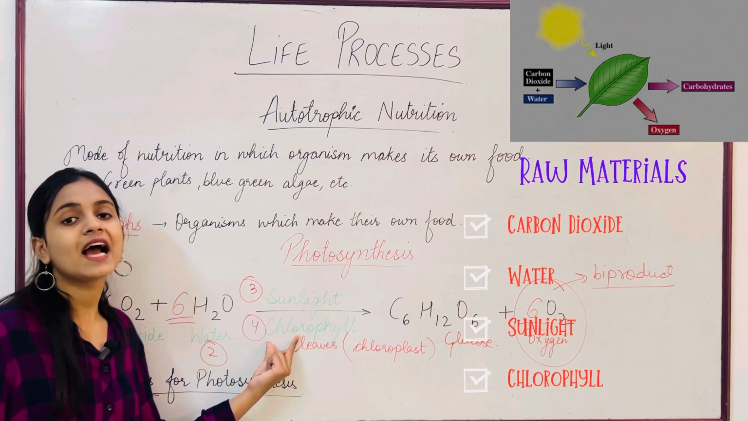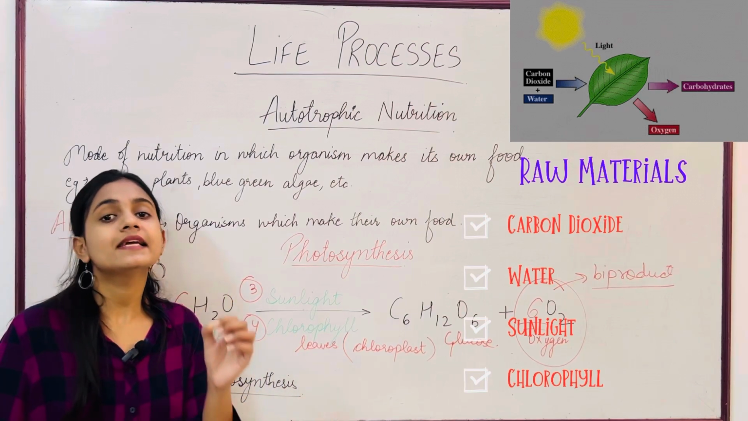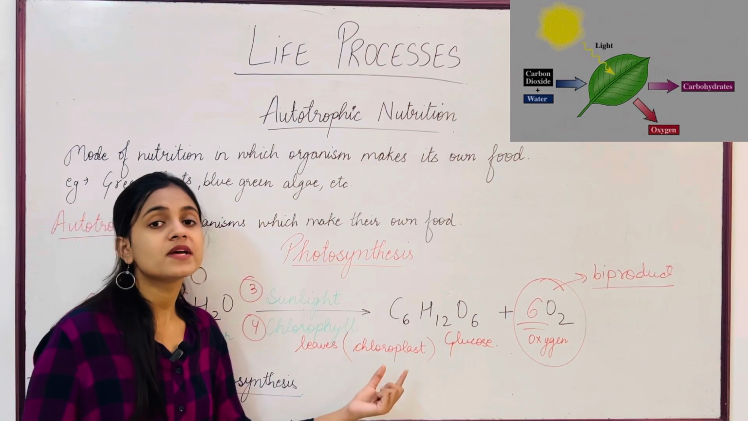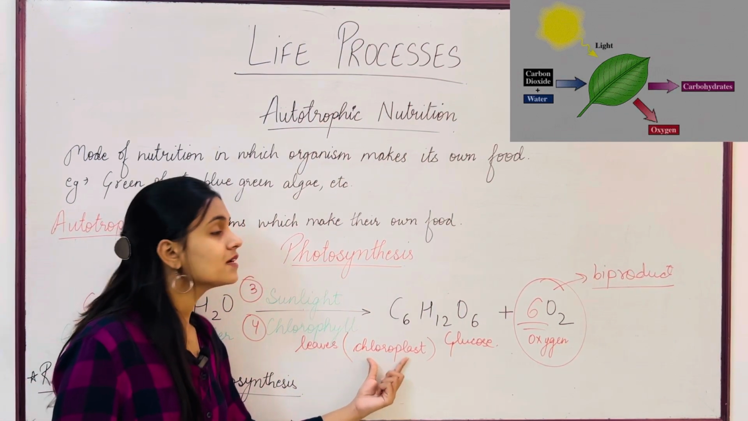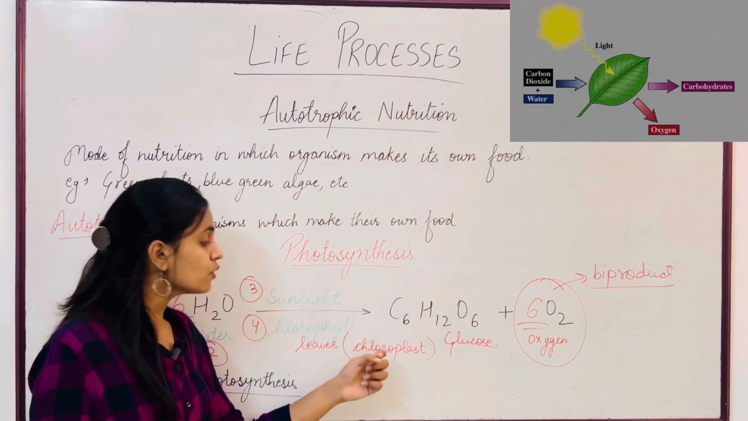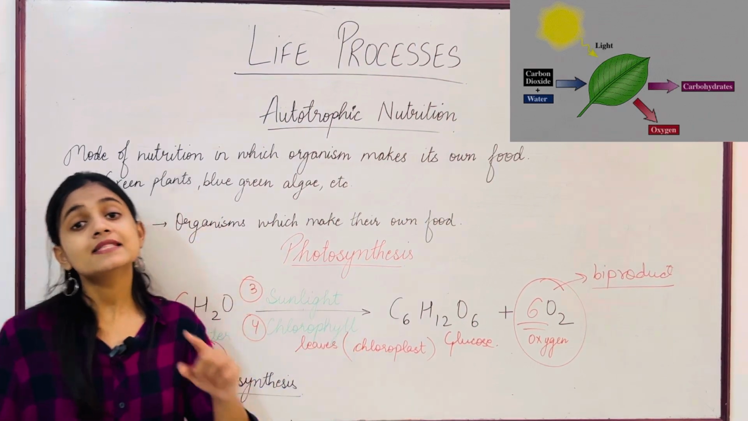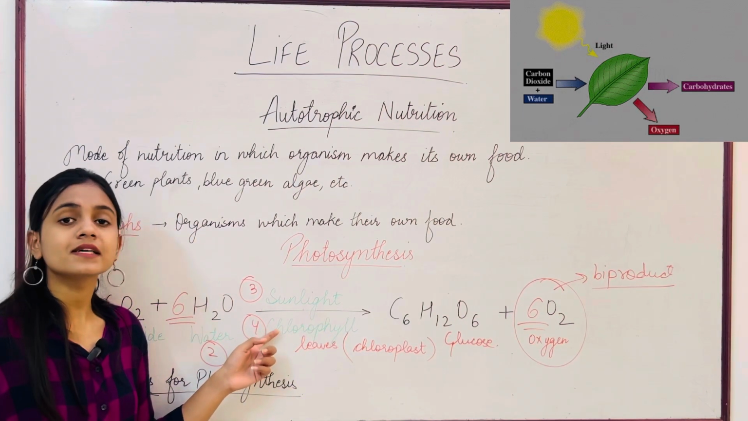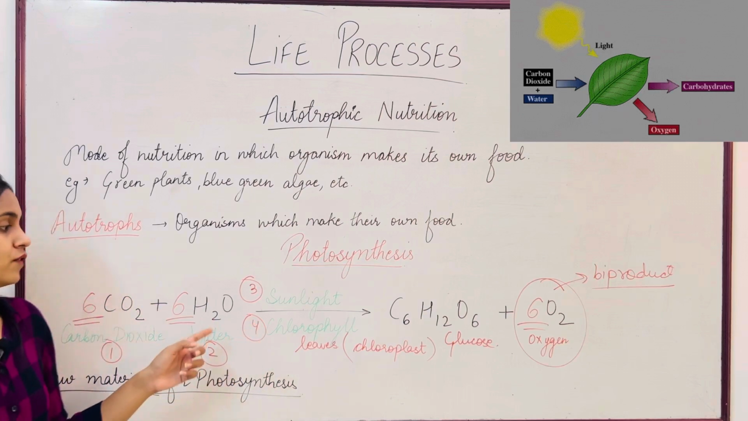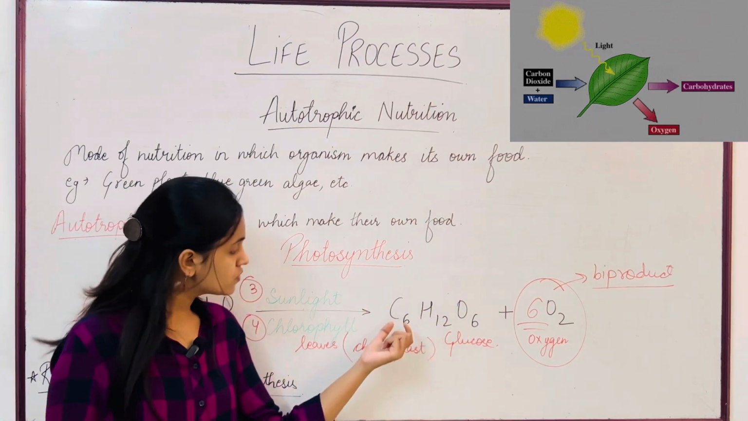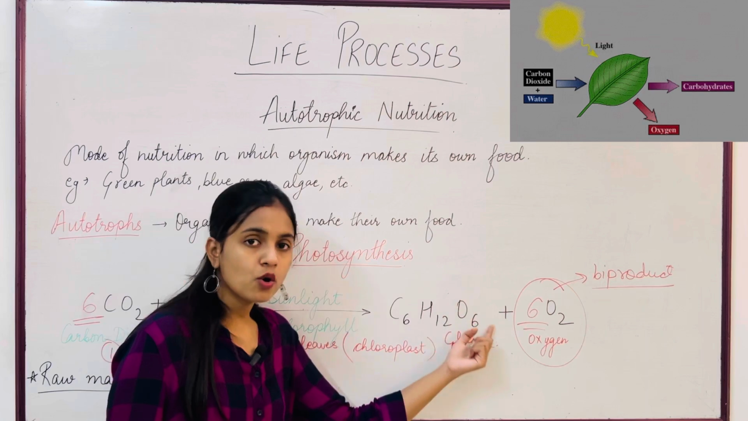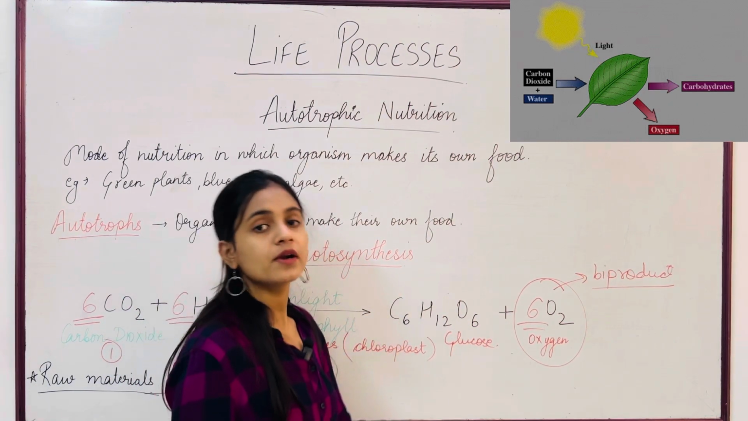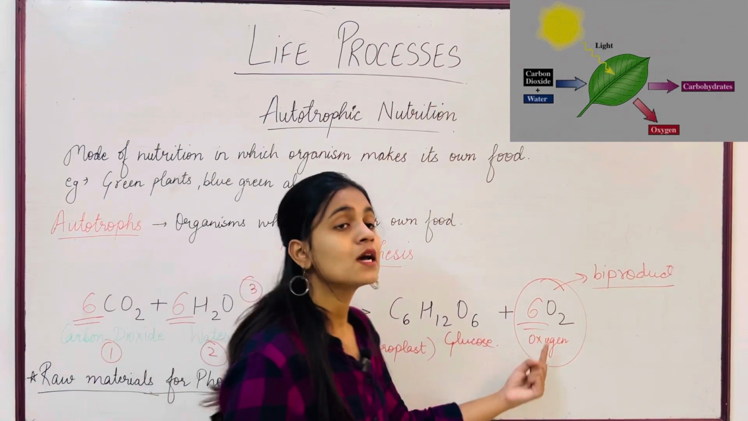So what is chlorophyll? We have studied that chlorophyll is a green colored pigment which is present in the leaves. And in leaves it is present in which cell organelle? It is present in chloroplast. Recall that you must have studied about chloroplast in the cell chapter of class 9th. So in this chloroplast, a green colored pigment known as chlorophyll is present. Now food is made whose formula is C6H12O6. Food is made in the form of glucose, and the extra product which is formed in photosynthesis is oxygen.